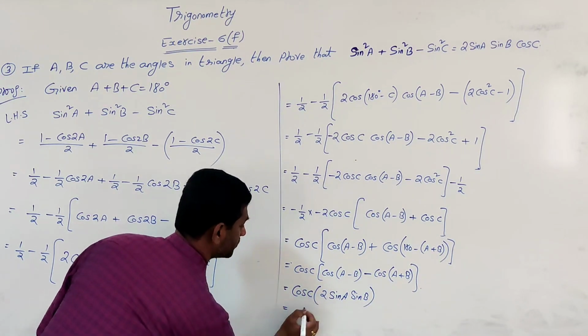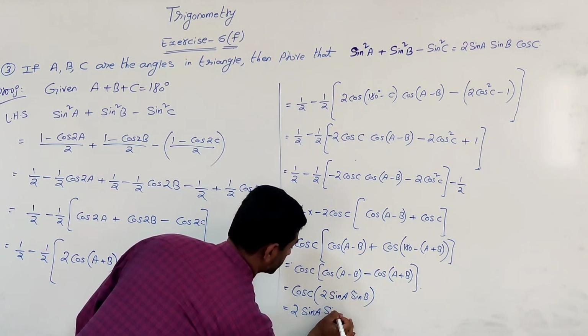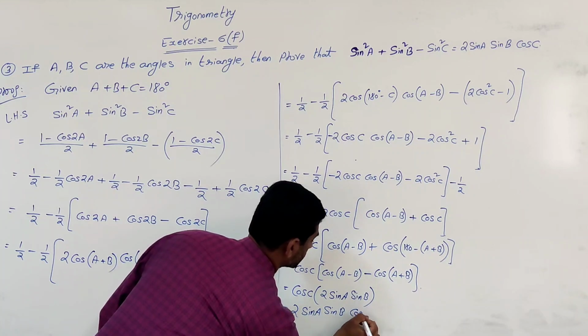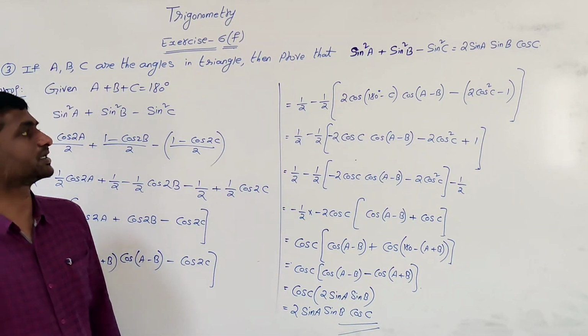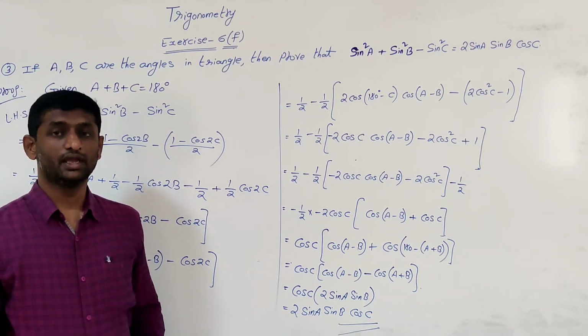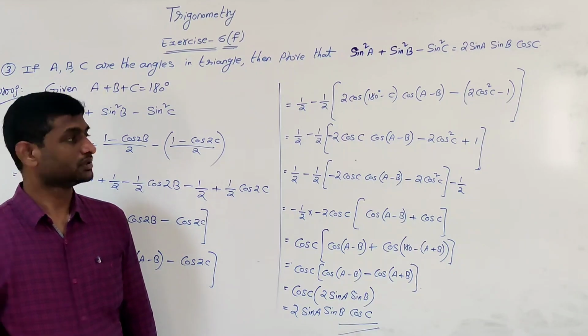So we can have 2 sin A sin B cos C. So that is the proof of sin square A plus sin square B minus sin square C if the condition is A plus B plus C is equal to 180 degrees. Next problem.